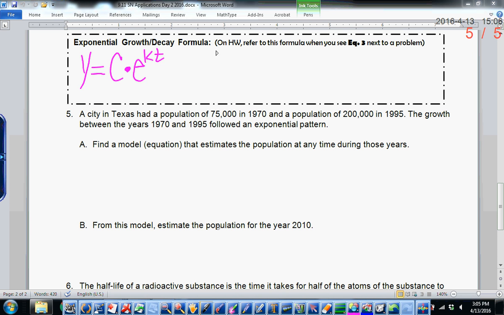All right. Y is going to be the final amount. C is going to be the initial amount. e we know is not a variable, right? It's our natural number. Okay, it's a constant. k is going to be the constant specific to that problem. And t is going to be your time.